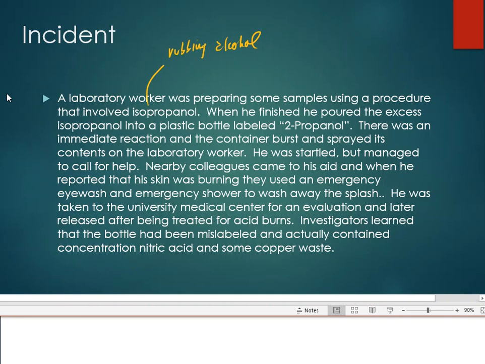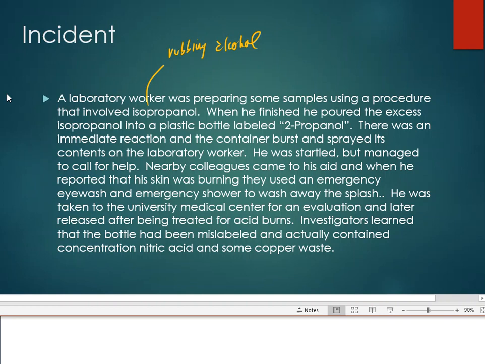I can buy this at Walmart. I can buy this in the grocery store. I can buy this anywhere that I want. Isopropanol is something that you have used over and over and over. So it seems to be safe. We use it every day, right? So when he finished, he poured the excess isopropanol into a plastic bottle that was labeled 2-propanol.